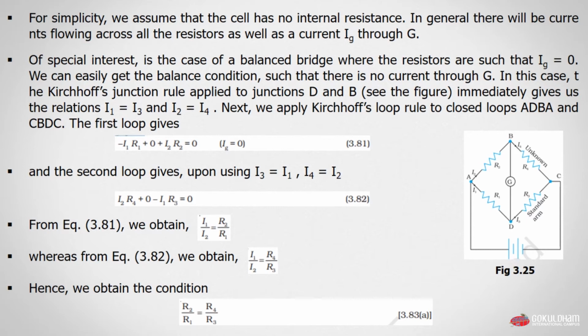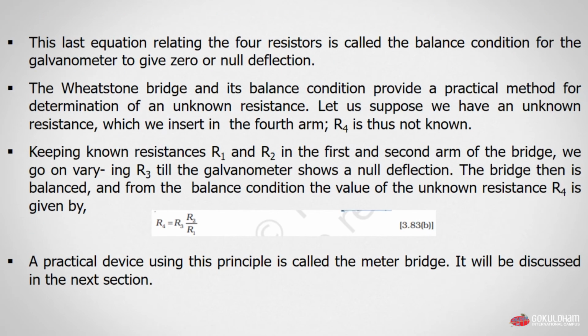From equation 3.81, we obtain I1 by I2 is equal to R2 by R1, whereas from equation 3.82, we obtain I1 by I2 is equal to R4 by R3. Hence we obtain the condition R2 by R1 is equal to R4 by R3, which is our equation 3.83a. This last equation relating the four resistors is called the balanced condition for the galvanometer to give zero or null deflection. The Wheatstone bridge and its balance condition provide a practical method for determination of an unknown resistance.